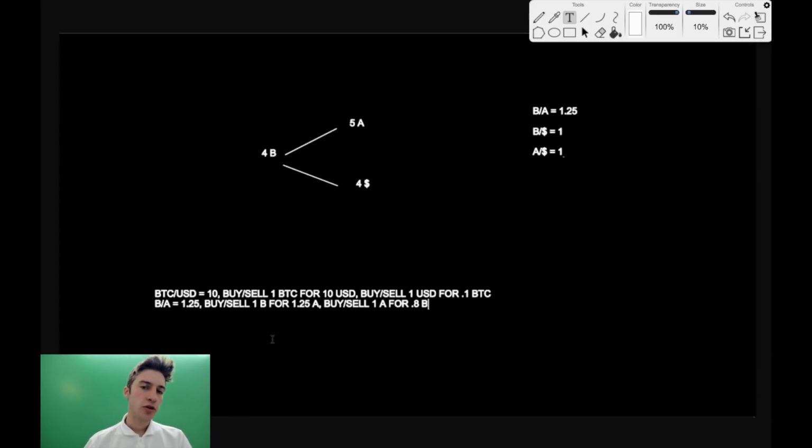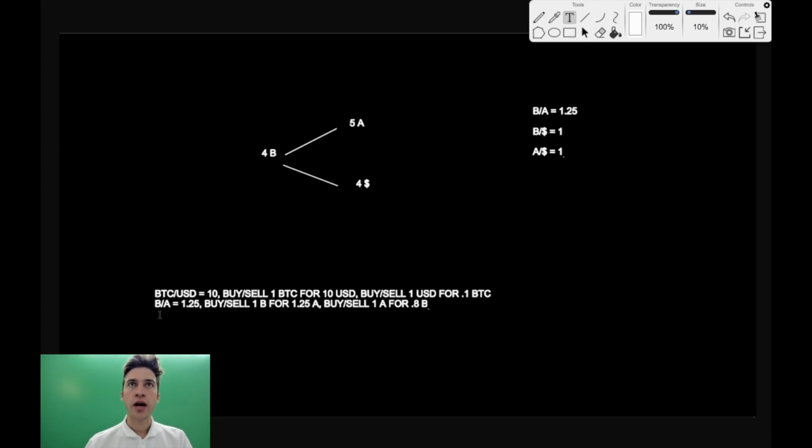Now, many of you might already know this, but this is called the quote currency, and this is called the base currency. So what this means is that this exchange rate here means 10 of the quote currency will buy you 1 base currency, 1 Bitcoin. What this means here is that 1.25 of the quote currency, Apple, will get you 1 banana, the base currency.